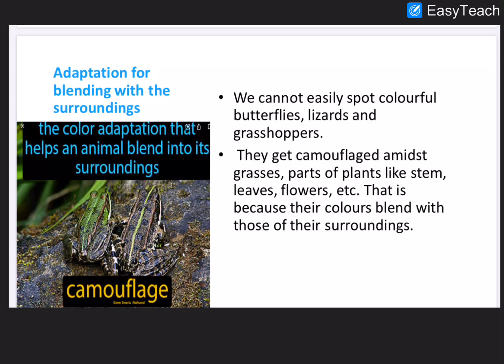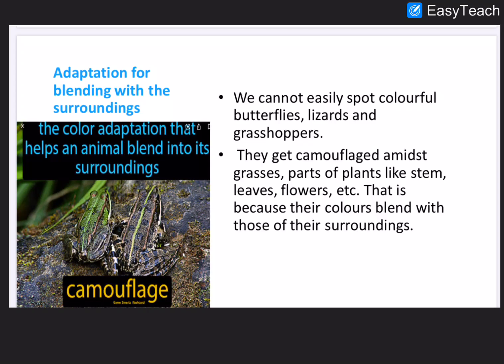We are going with the next topic, that is adaptation for blending with the surrounding. Blending with surrounding means you can see how a snake hides in between grass or under the soil. The color adaptation that helps an animal blend into its surrounding is called camouflage.